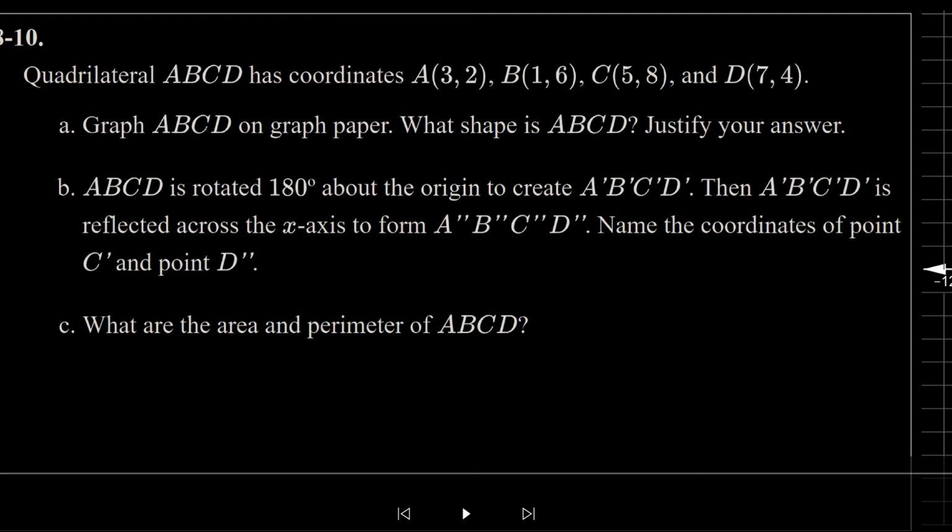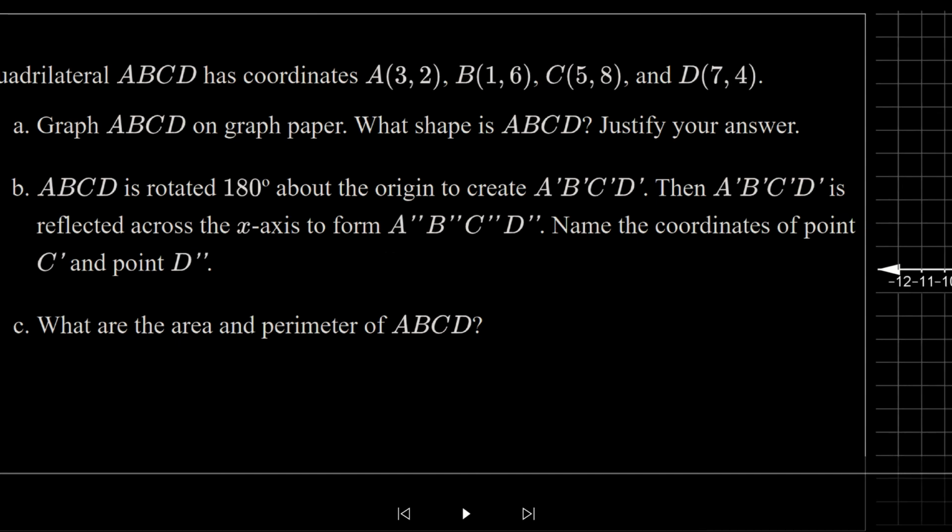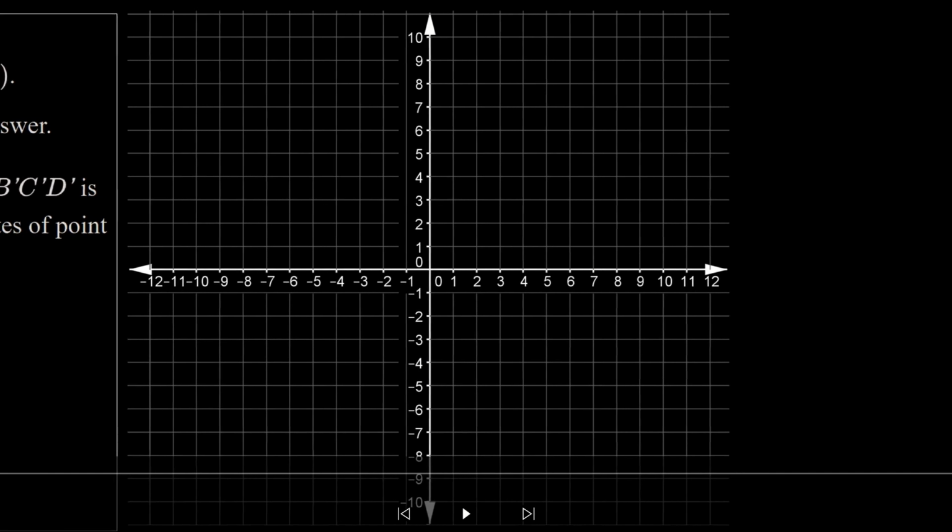Quadrilateral ABCD has coordinates at (3, 2), (1, 6), (5, 8), and (7, 4). Graph it, and then what shape is it? Justify your answers. So let's go ahead and plot those points.